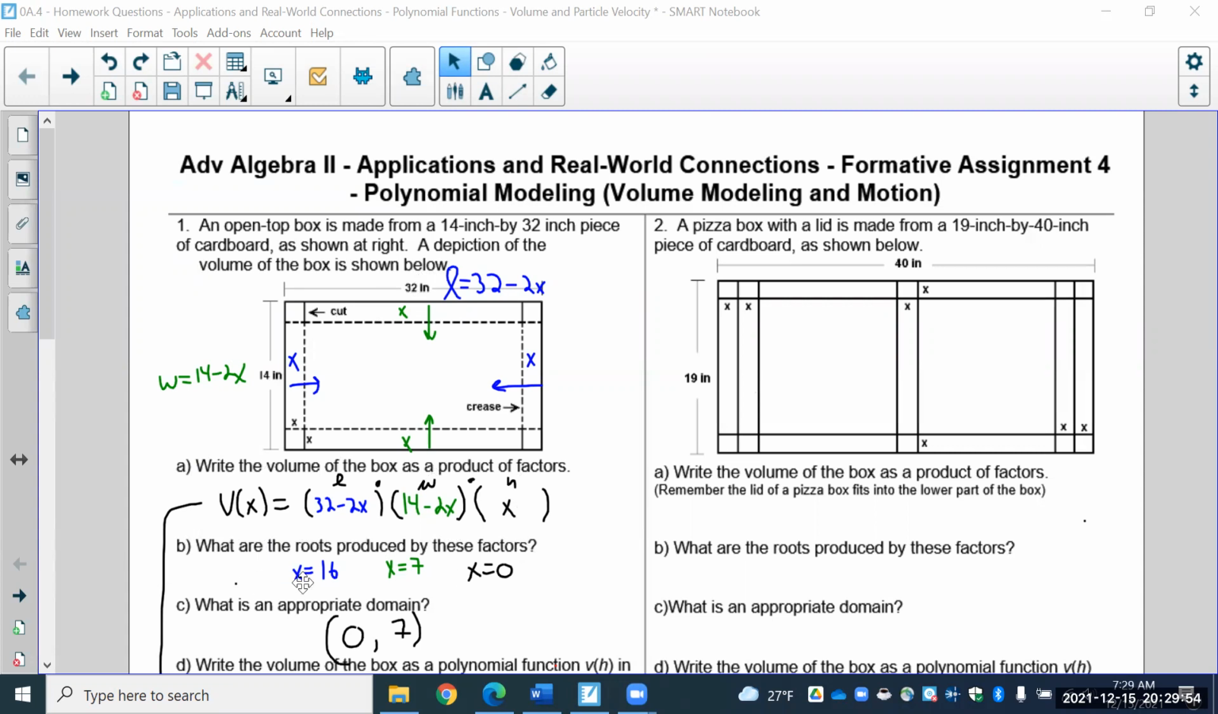The next question asks you to find the roots. The roots of this, if you set it equal to 0, would be 16. The roots of this, if you set it equal to 0, would be 7. The roots of this would be 0. But you look at the next question, and it says, what's an appropriate domain? And I said 0 to 7.